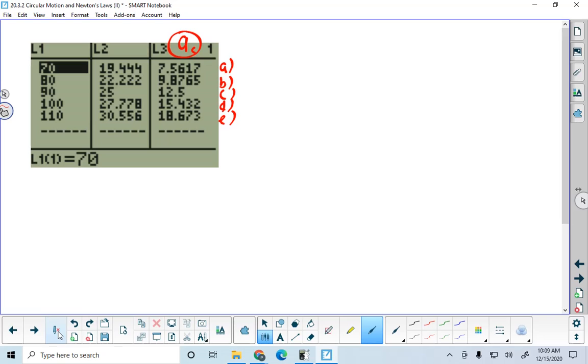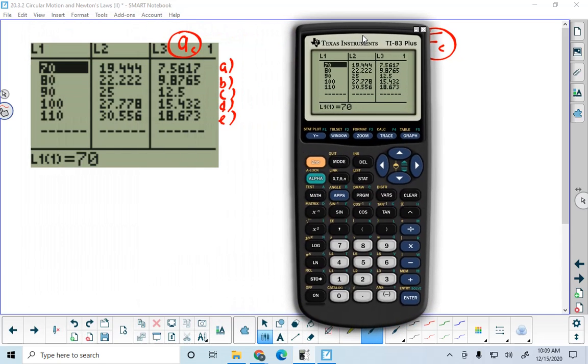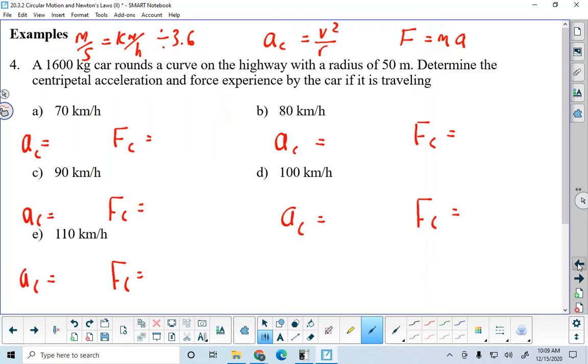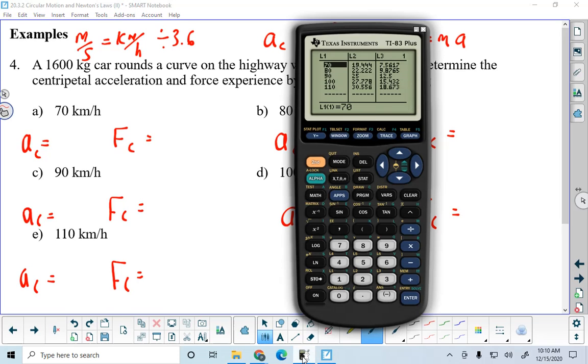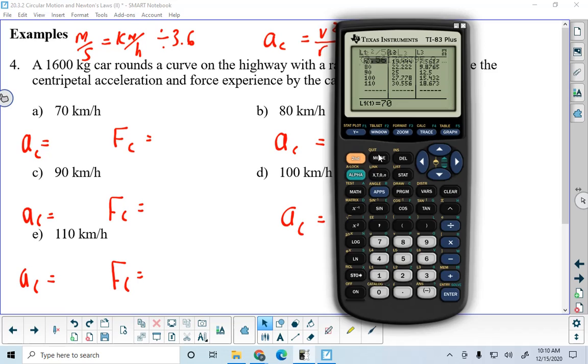Okay, what if I want to know the centripetal force? Well, I know that to get centripetal force, I multiply the acceleration by the mass. Okay, but the acceleration is in L3. And the mass is, what do we got for a mass? 1600 kg, which means that if I quit out of here, and take 1600 multiplied by the acceleration, which is L3, I can store it in L4.